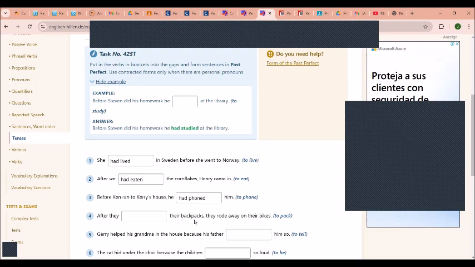Are you still there with us, Vanessa? Oh, yes, sorry. After they had packed their backpacks, they rode away on their bikes. Good. And Angie, number five. Jerry has his grandma in the house because his father had told him so. Father had told him so.